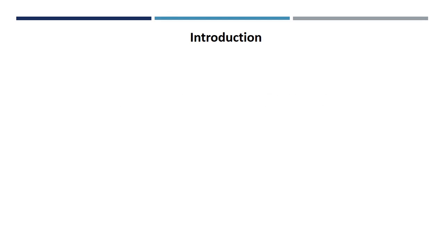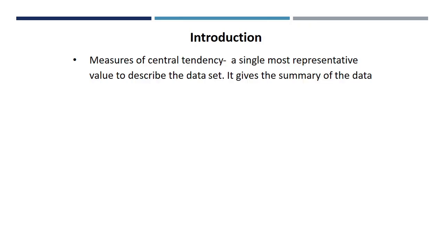Various measures of central tendency and dispersion can be used for the purpose of comparison and analysis of data in statistics. Measures of central tendency give a single most representative value to describe the data set. It gives the summary of the data, and in previous sessions we have studied different measures of central tendency like mean, median, mode and geometric mean.